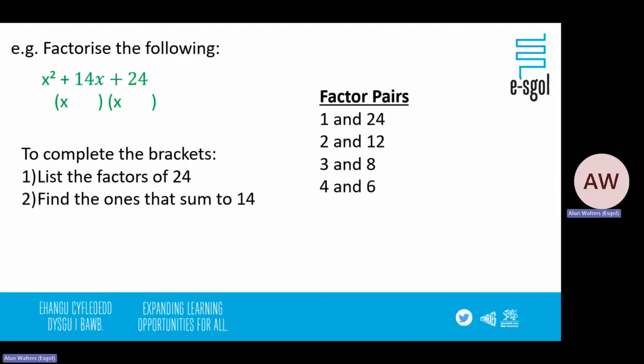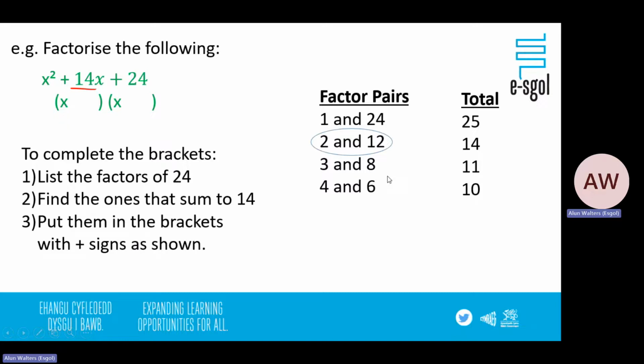You're looking for the two values that sum to give you this plus 14 in the middle. So I've totaled everything up here. And the ones that give you plus 14 are the 2 and the 12. So then you put the 2 and the 12 into brackets as shown. And you could write them down as x plus 12, x plus 2 if you so wish. When you multiply them out, you would end up with x squared plus 14x plus 24.